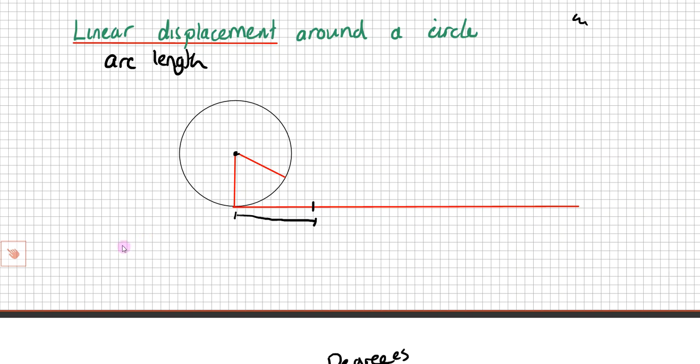Calculating the arc length. And what is it? Arc length is calculated by doing theta over 360 times 2 pi r. So let's simplify that. Theta over 180 times pi r. Okay? That's in degrees.